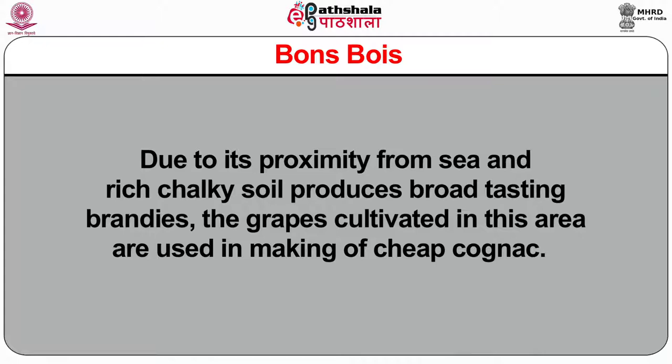The sixth region is Bois Ordinaires. The area is sandy and mostly coastal. Very harsh cognac is produced here, utilized as cheap blends.